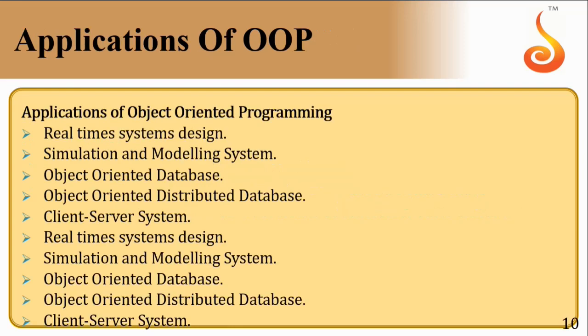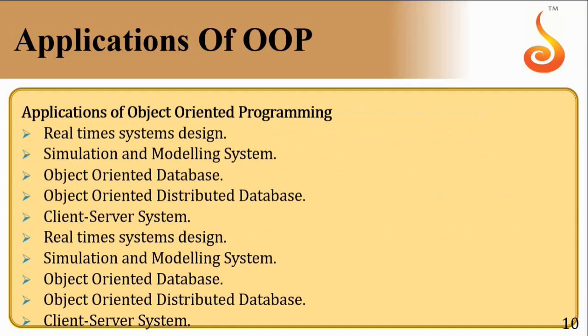Next is applications of object-oriented programming. Where is it used? Nobody will ask you how it is used; they are asking you where it is used. It is used in real-time system design, simulation and modeling, object-oriented databases, distributed databases, client-server systems, real-time systems, and simulation and modeling systems. I think some are repeated. Please don't write it repeatedly; make sure you write each of these only once. They won't ask you how exactly, they'll ask you where it is applicable.